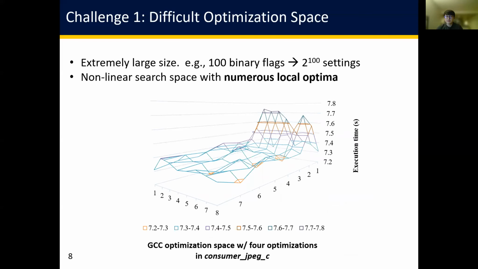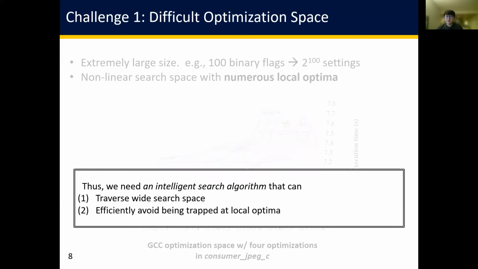This graph shows the landscape of the optimization space defined by 4 GCC optimizations. The Z-axis represents execution time, so lower is better. To help the visualization, ranges of Z values are highlighted with different colors. In this case, orange shows the fastest setting. Even with just 4 optimizations, the landscape seems quite challenging, with irregularly distributed local optima. Therefore, for effective search, we need an intelligent algorithm that can traverse this challenging search space while escaping local optima efficiently.